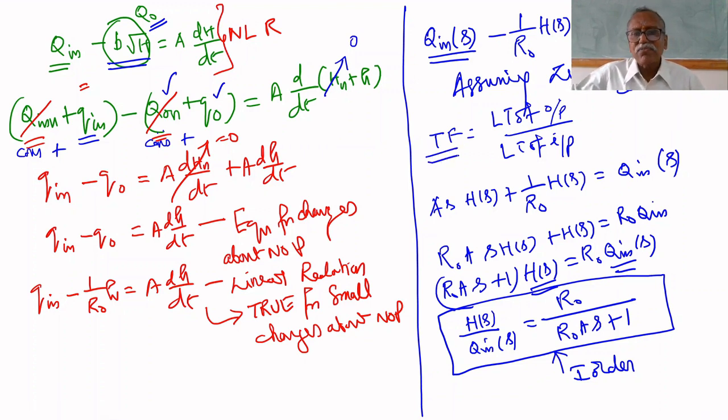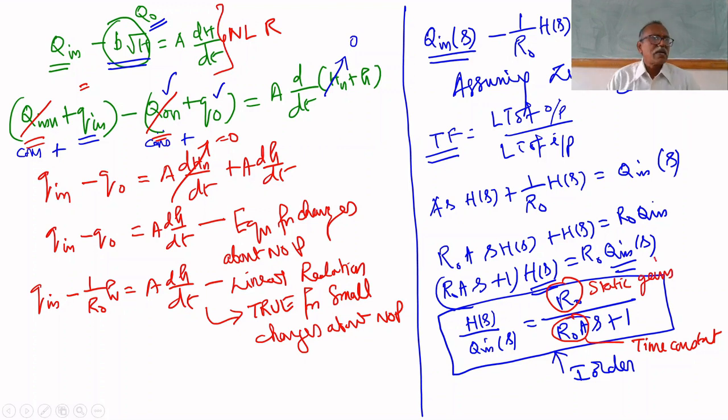Now, let us find the transfer function. The transfer function is H of S by Q in of S, which equals R naught upon R naught A S plus 1. R naught A is called the time constant of the process. R naught is called the gain of the process, the static gain of the process. The time constant is also a function of the static gain.